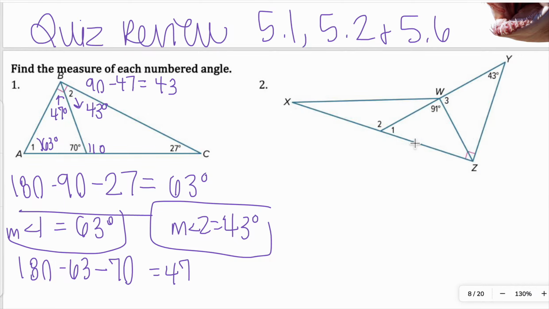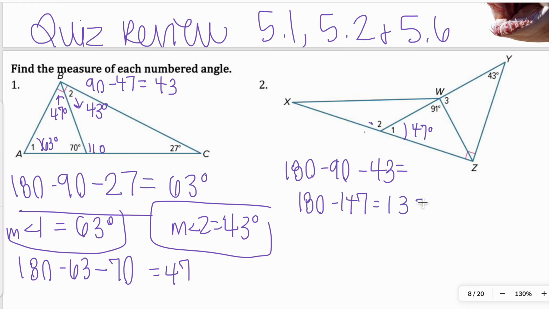Over here, I kind of did the same thing. I looked at my bigger triangle first. So I have angle 1, 90, and 43 degrees. So I started with 180 minus 90 minus 43, and that's going to give me 47 degrees. And then I use that information to help me with this linear pair. So 180 minus 47 is 133. So angle 2 is 133.